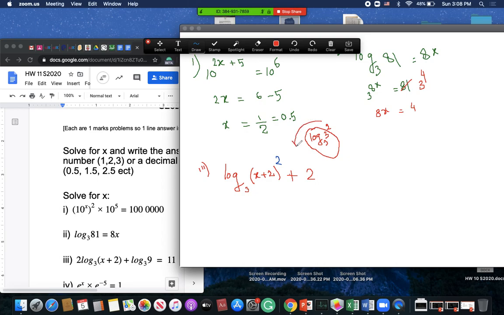This 2 comes here always. So it becomes 2 log 3 base 3. That means ultimately this log 3 base 3 means 1. So the answer is 2.